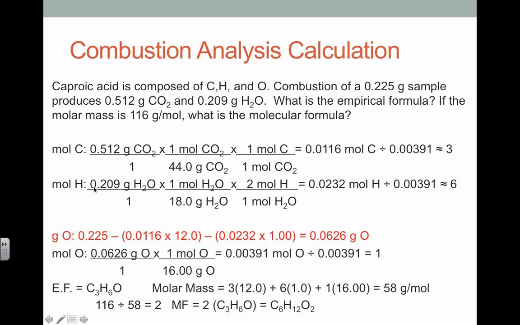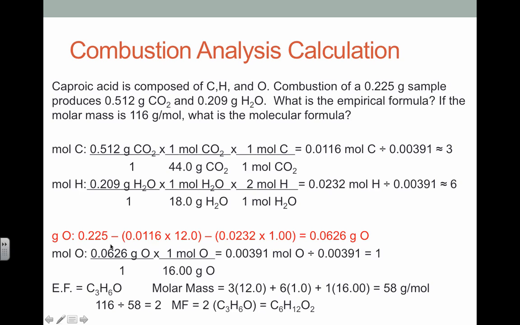The moles of H, we do something very similar. We start with our water. We convert it into moles of water by dividing by the molar mass. But notice in this formula, instead of 1 like for carbon, there are 2 moles of hydrogen atoms for every 1 mole of water. So that's why we multiply by 2 here.